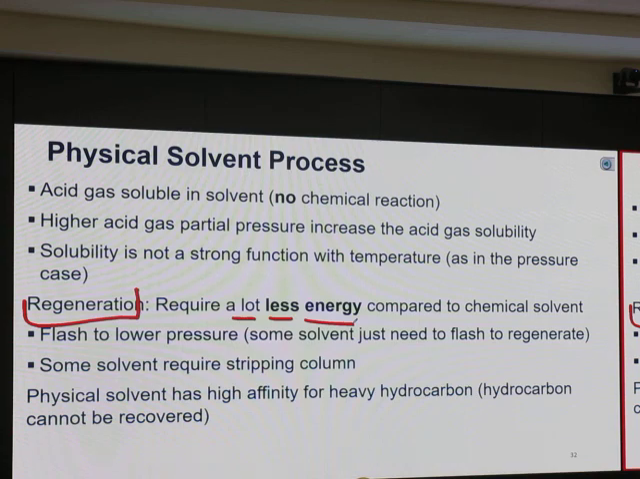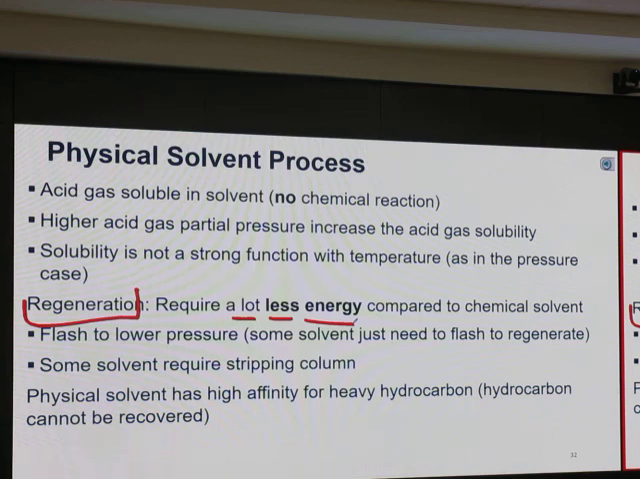It's like the process where you can regenerate the chemicals again. Generate the amine again by removing the acid gas out by heating it. Okay, for the case of chemical solvent, every time we have to regenerate it. Otherwise, once we use it, it cannot be used anymore.